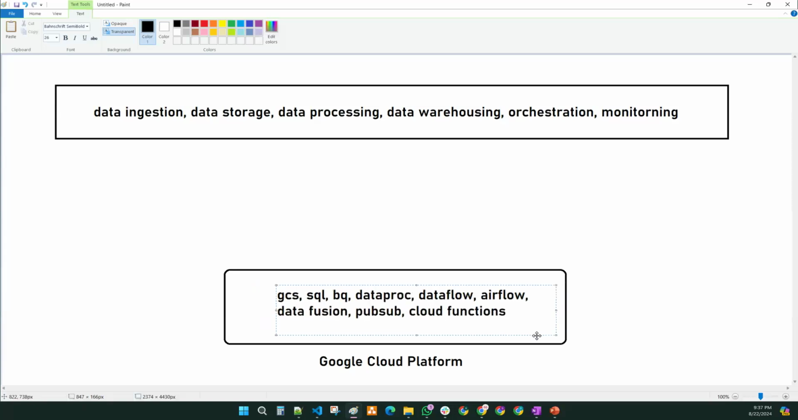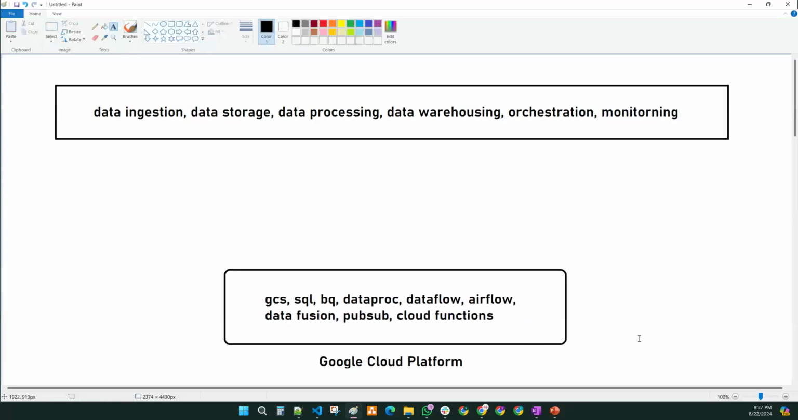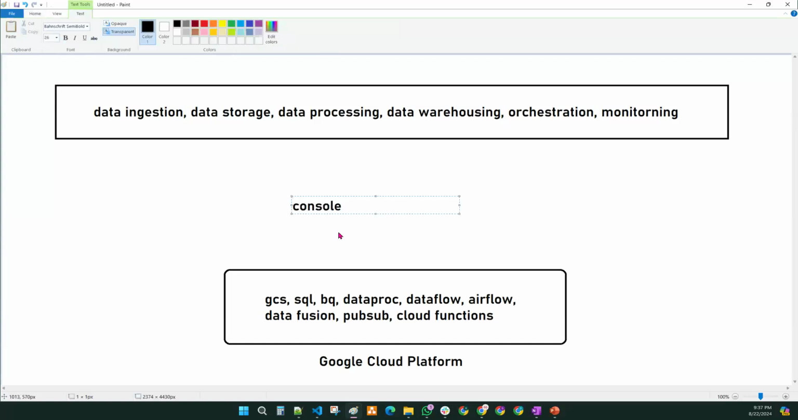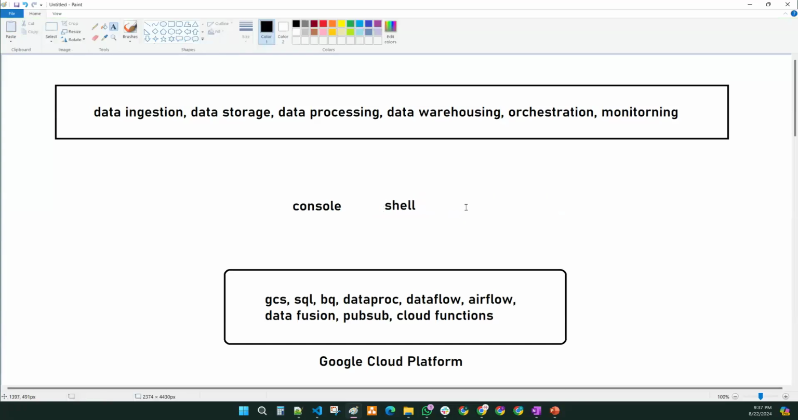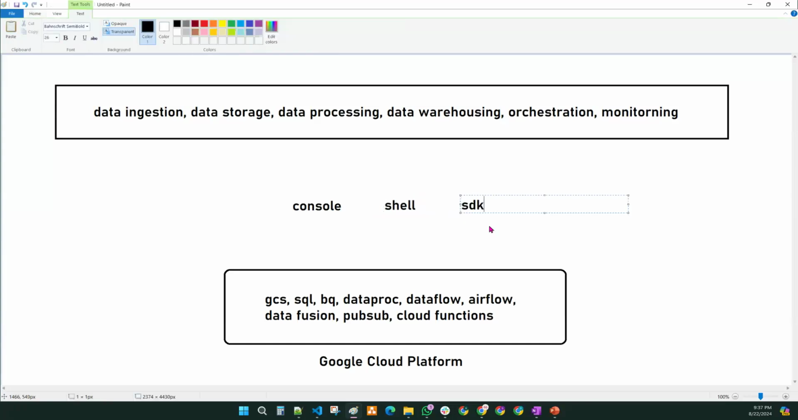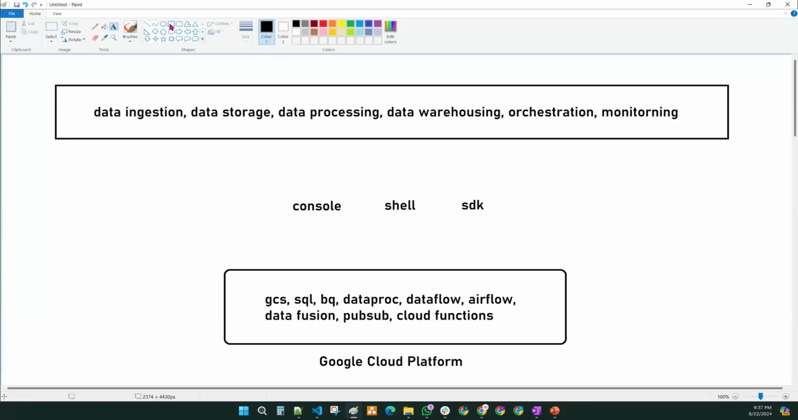Sir, I wanted to work with these services to do these actions. Can you tell me what the interface methods are? If you ask me, sir, we have three interface methods. One is Cloud Console. One more is Cloud Shell. The third one is Cloud SDK. Sir, we have a total of three methods: one is Console, one more is Cloud Shell, and the third one is Cloud SDK.